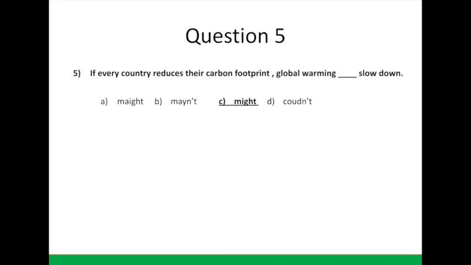Question 5. If every country reduces their carbon footprint, global warming blank slow down. Looking at our answer choices, A is not spelled correctly, B is not typically used in English, and D has a difference in our intended meaning. We don't mean to say that it's impossible, so C, might, is the correct answer.